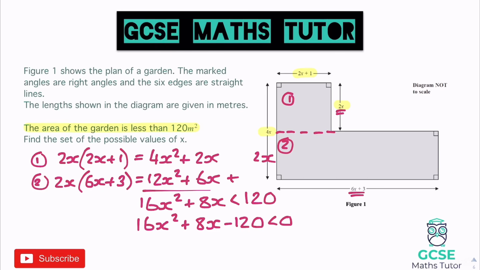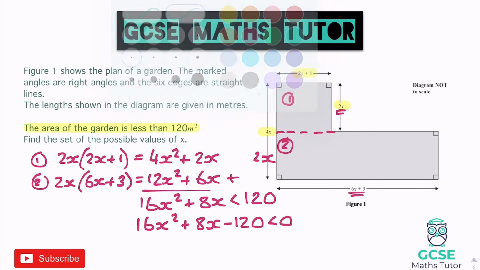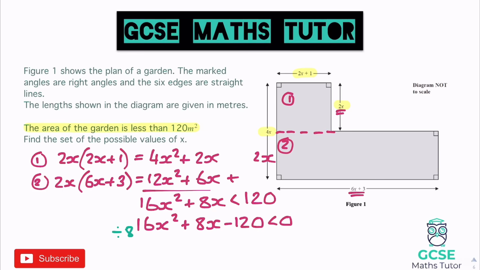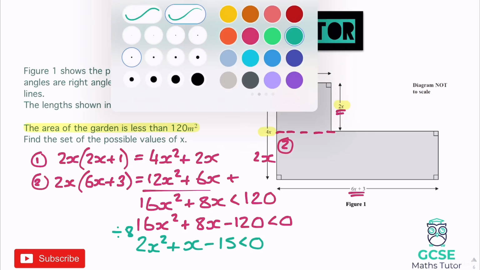It divides to make 15. So let's divide everything by 8. So let's write that down. Here we go, let's divide by 8 just to simplify it. And we get 2x squared plus x minus 15 is less than 0. There we go. Now I want to think about obviously factorising this now to get our two solutions.